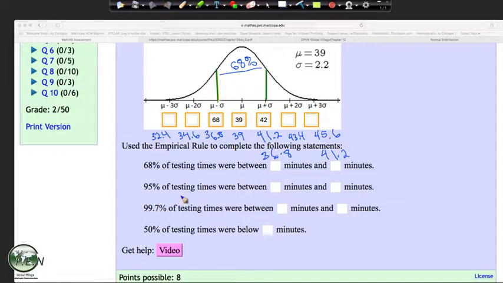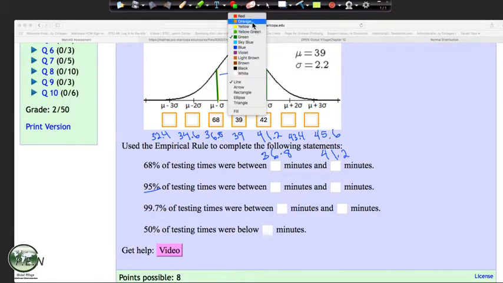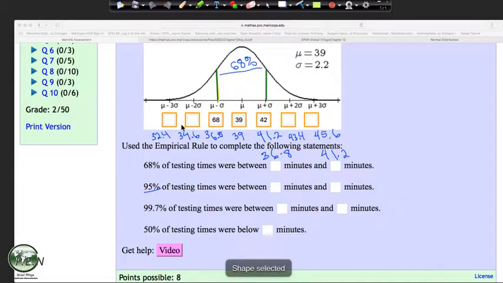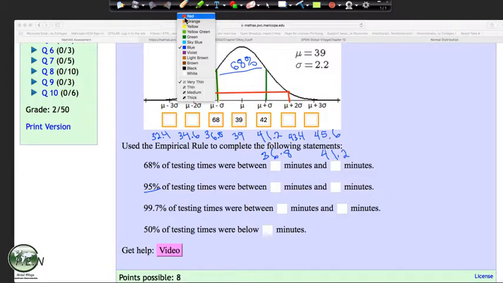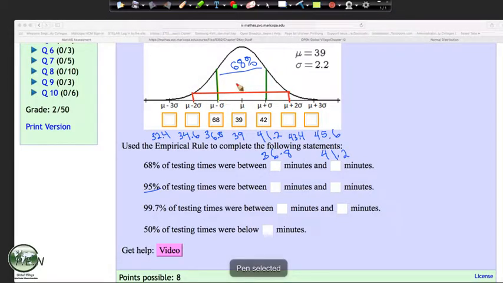That one I think is the 95%. Here we'll use a slightly different color. Let's go ahead and use red. It's 2 standard deviations below to 2 standard deviations above. So from here to here, that's the part where 95% of the data is. Doesn't it look like it? All of this area is 95%.